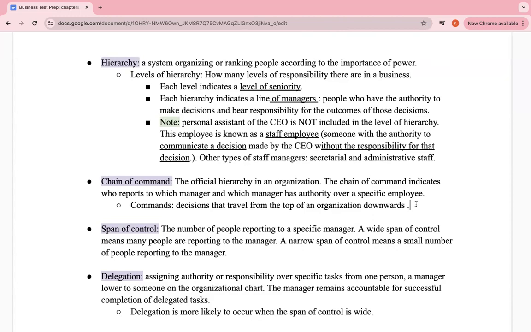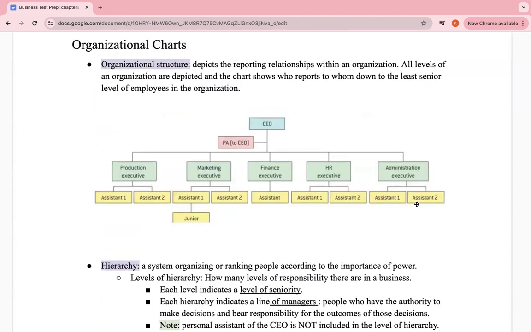Basically, commands are decisions that travel from the top of an organization downwards. If you look at the organizational structure, you can understand the flow of things. So let's say the CEO makes a decision, and it is communicated by the personal assistant of the CEO to all of the executives. Let's say the marketing executive communicates it to their assistant, and their assistant communicates it to the junior. So basically, we know that the CEO has the most authority because they bear the responsibility for the biggest decisions. Then the marketing executive bears the second most authority, then the assistant. So the more it goes downwards in the hierarchy, the less authority.